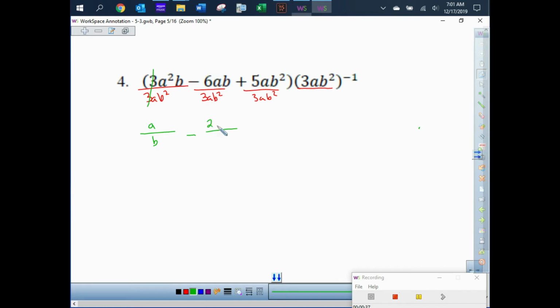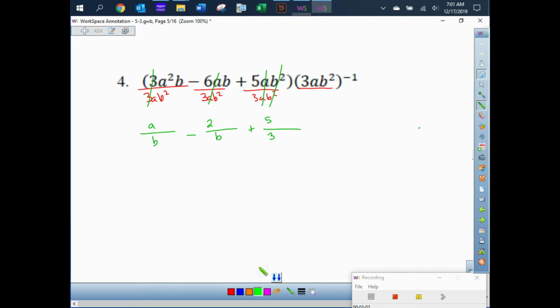2 over 1, and the a's, same amount up and down, so they cancel out, and we've got more b's downstairs, because there's 2 of them down there, so we'll do that, plus, start with the fraction bar, the 5/3, that doesn't reduce, so we'll just put 5/3, same amount of a's up and down, same amount of b's up and down. You got b squared over b squared. So it all cleaned up to be this.